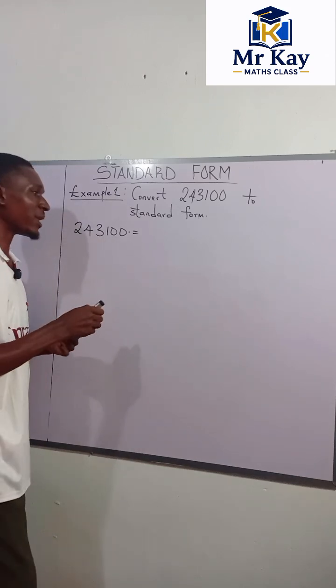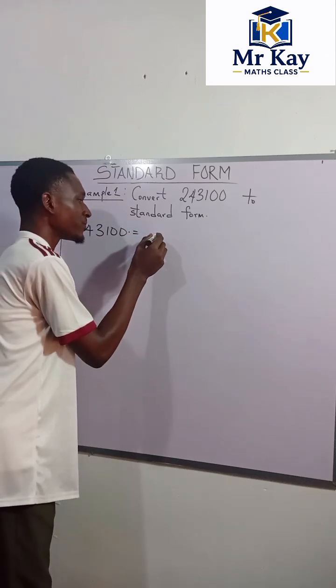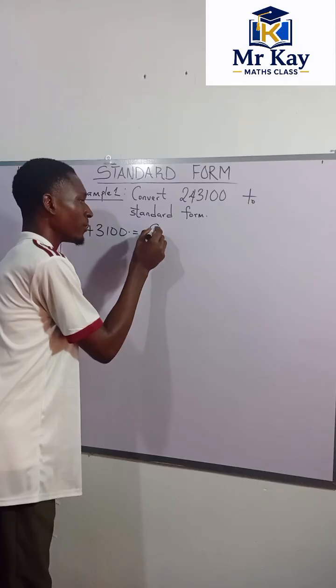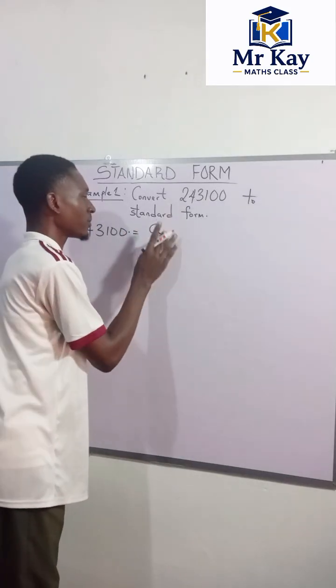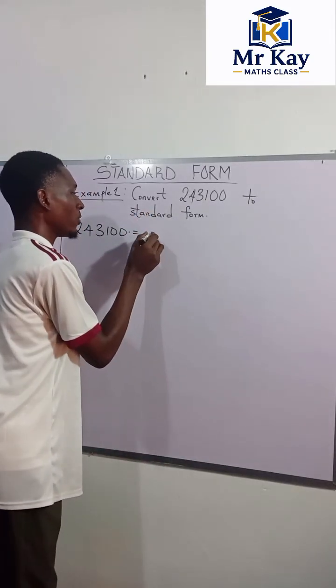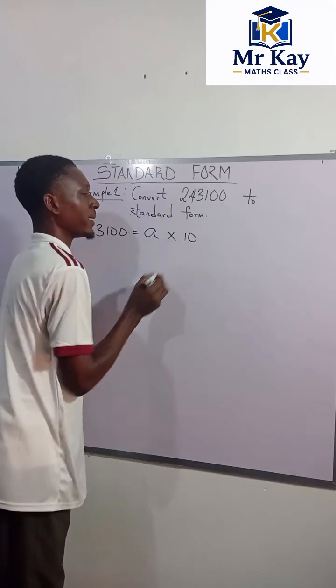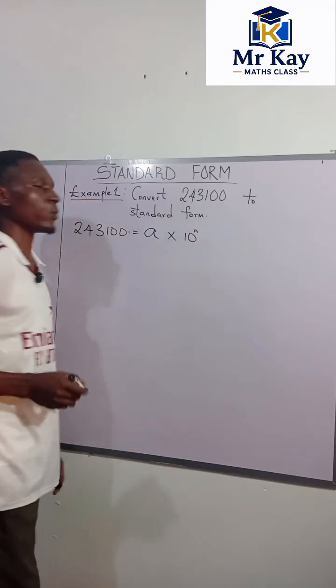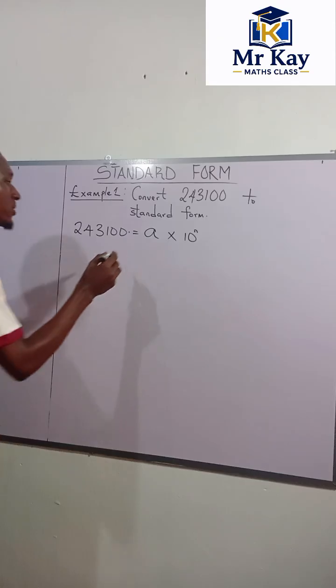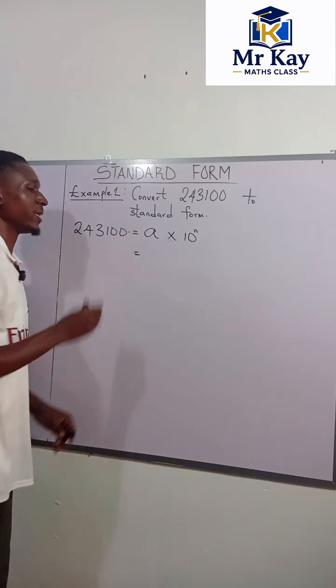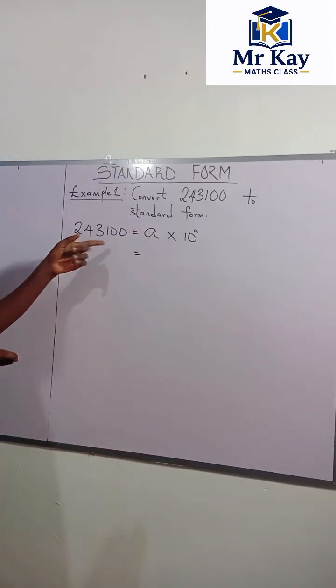Now, remember, we are looking for what? A number. Let me write it well. We are looking for a number multiplied by 10 raised to the power of another number that we don't know. So first of all, we have to look for this a. What number? How do we look for it?